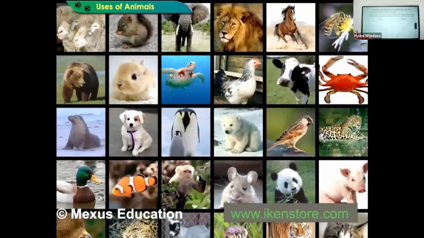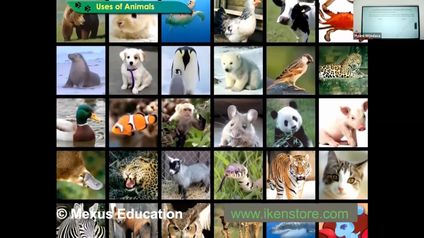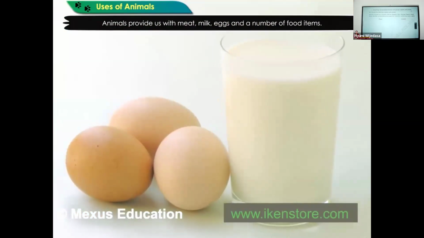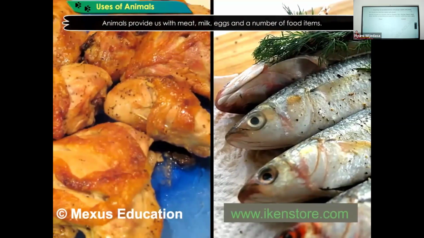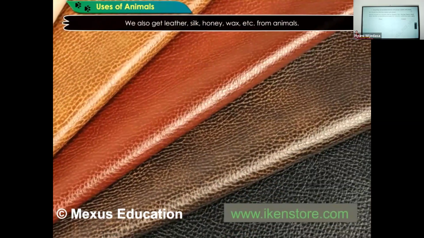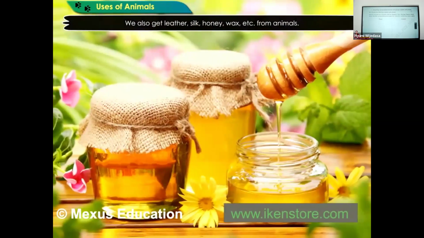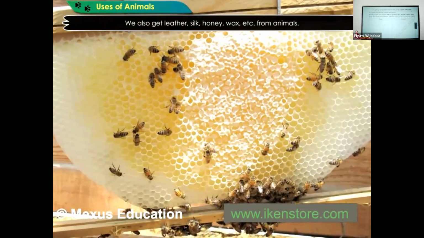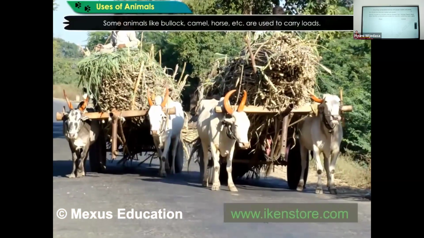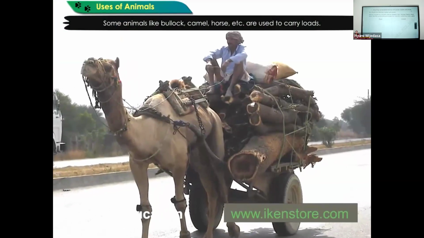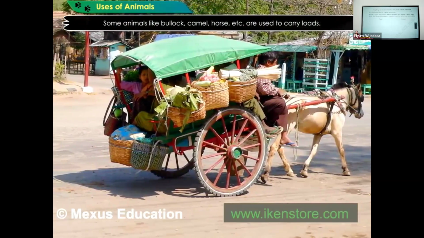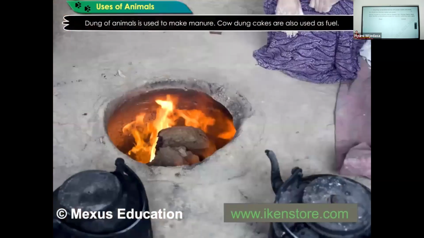Animals are useful to us in several ways. They provide us with meat, milk, eggs, and a number of food items. We also get leather, silk, honey, wax, etc. from animals. Some animals like bullock, camel, horse, etc. are used to carry loads. Dung of animals is used to make manure. Cow dung cakes are also used as fuel.